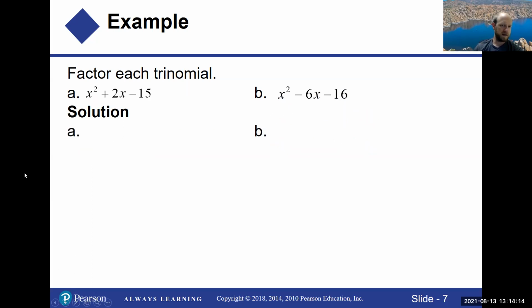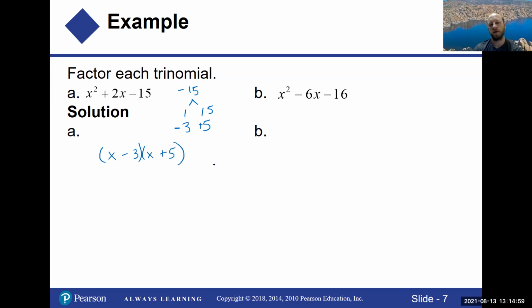So factor each trinomial. These ones now, the positive and negative switch. That's why I'm showing all these examples. So now I want factors that multiply to give me -15, but add to give me +2. So again, in my factor tree, I'm going to start with a -15. What are factors of 15? Well, 1 and 15 and 3 and 5. I want them to add to give me +2. So it's definitely not 1 and 15, but I need the 3 to be negative and the 5 to be positive. So my answer there is x minus 3 times x plus 5.